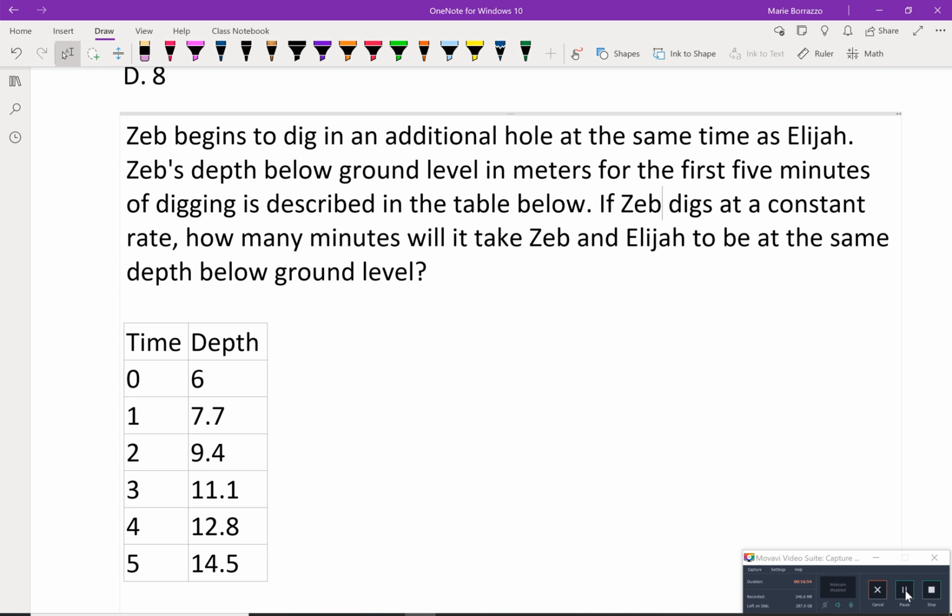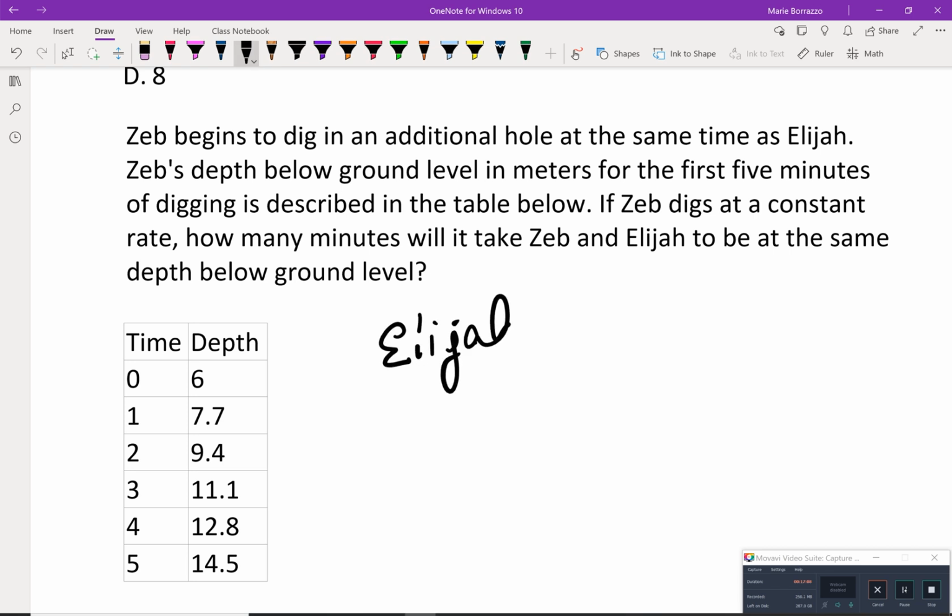If you take these equations, for example, you know that in Elijah's case, a formula was given to you, an equation where d of t was equal to 1.8 t plus 4.5, and they gave that to you in the question prior. In this case, what you need is an equation for Zeb. So let's choose 2 points in Zeb's case and find a slope.